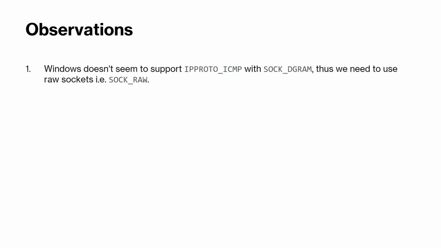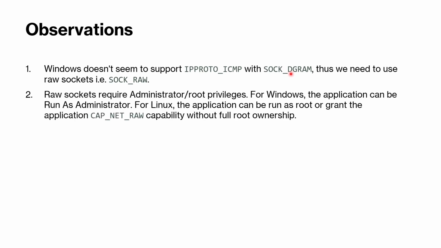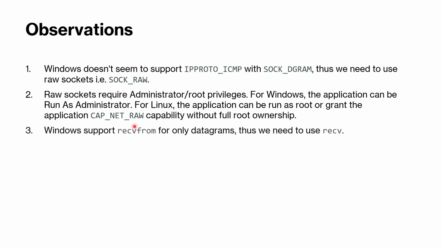When developing this library, I made some observations. On Windows, we cannot create a socket with protocol type as ICMP and socket type as datagram, and we must use raw sockets. Now, these raw sockets require root or administrator privileges. On Windows, you can just run the application as administrator, and if you are on Linux, then you can either run the application as root or grant the application a capability called CAP_NET_RAW, and then you can run the application without full root ownership.